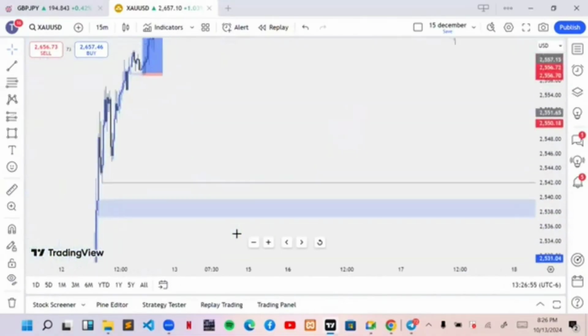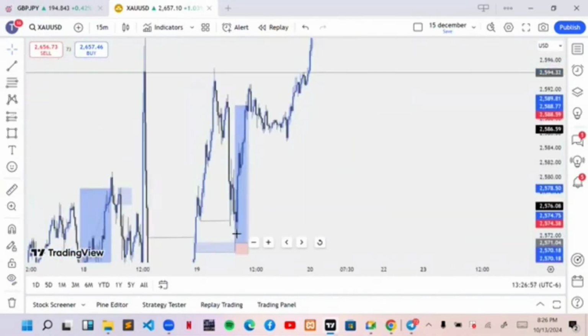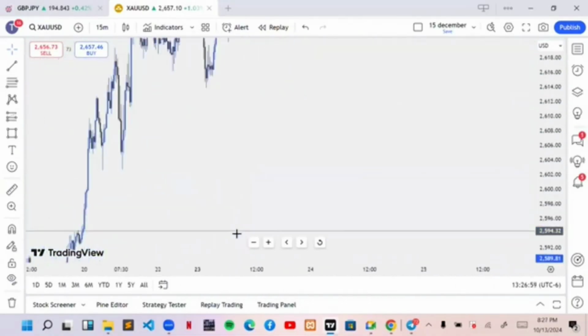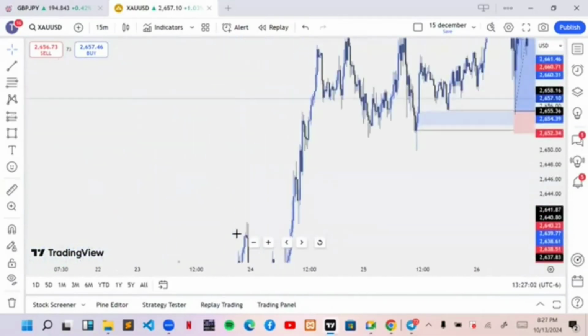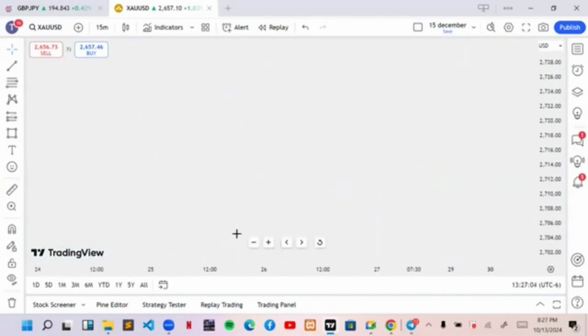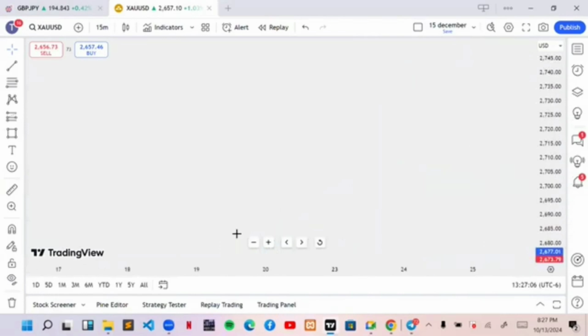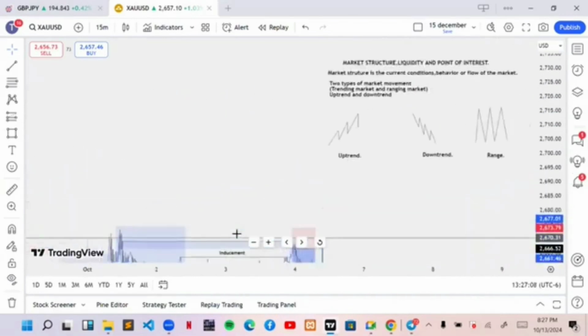So I've mentioned what market structure is. Market structure is the current behavior, condition, and the current flow of the market. And I said that there are three market movement types. We have the uptrend, we have the downtrend, and we have the ranging market.